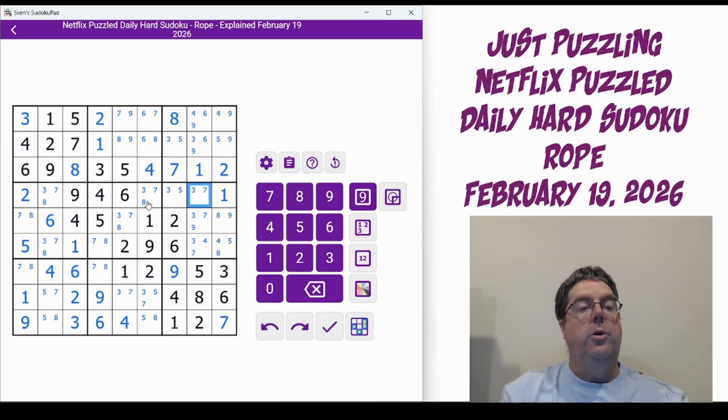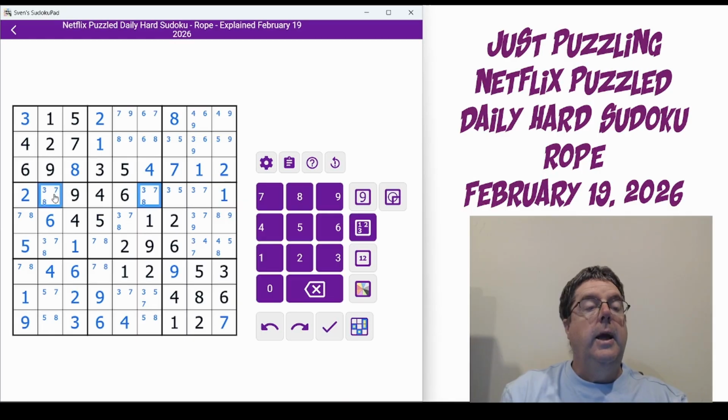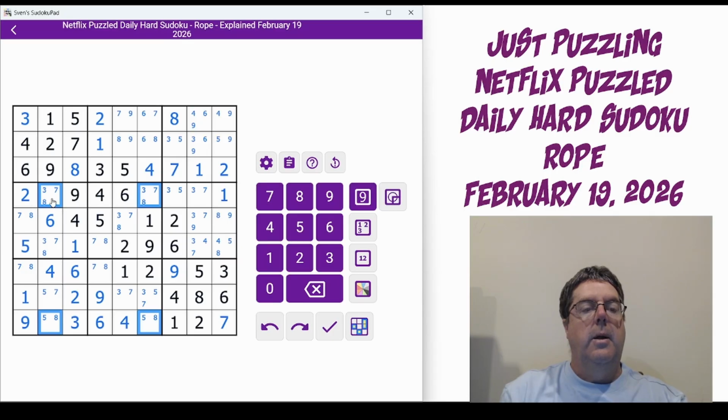Alright, I actually do have an X-wing. So here, here, here and here, I have 8. So if an 8, so 8's the only one in these 2 rows, right? So if this is an 8, this has to be an 8. If this is an 8, this has to be an 8, right? Because there's nothing else in the rows.